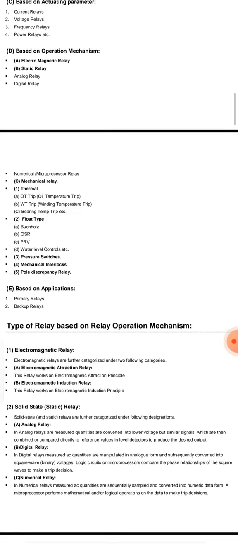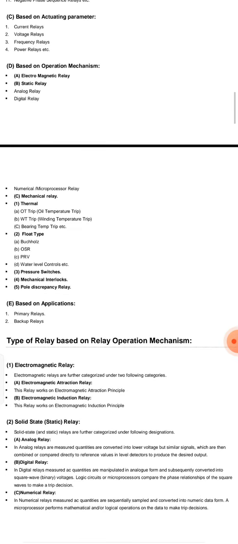Types of relays based on operation mechanism: electric relays. Electric relays are further divided into the following. Electric attraction relays work on the electric attraction principle. Electric induction relays work on electromagnetic induction. Solid state relays are further characterized under the following designations.